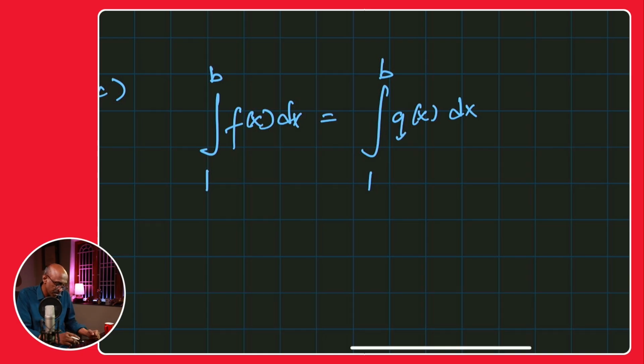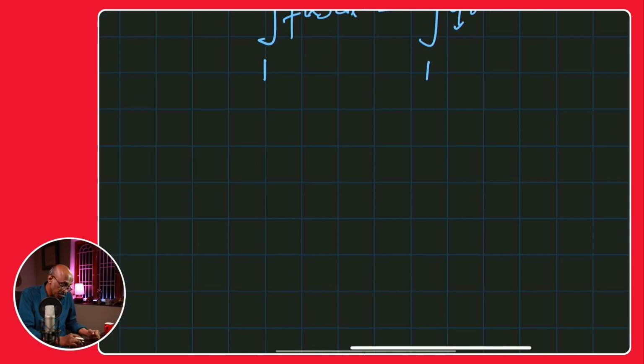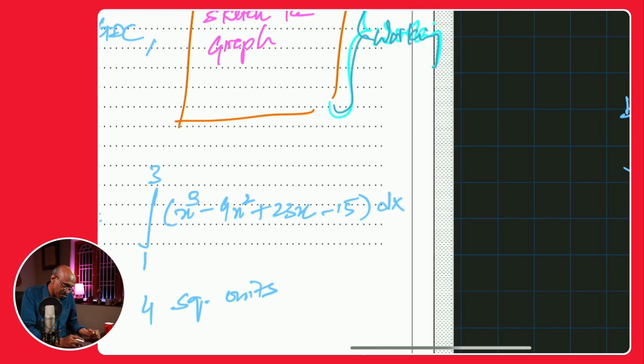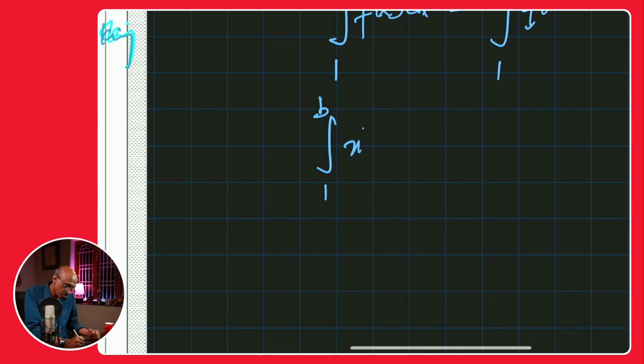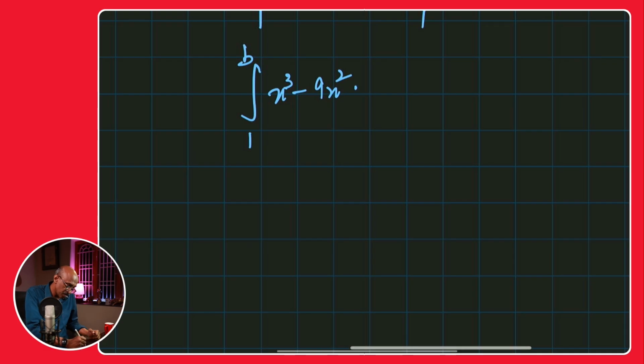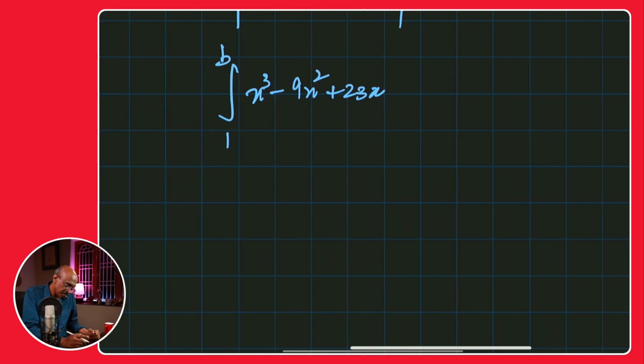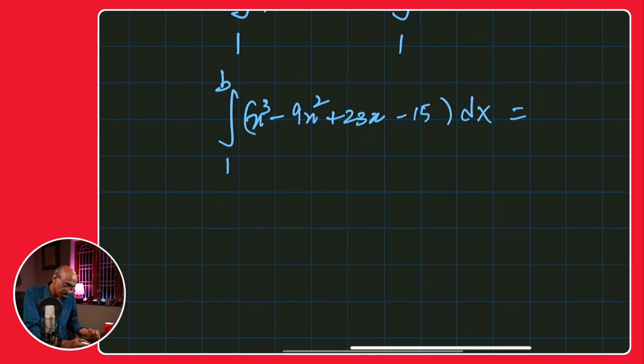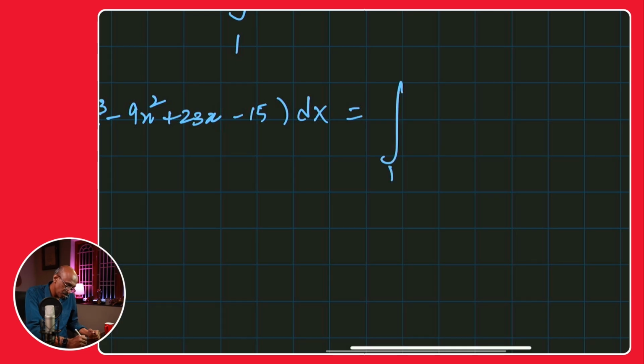All right, so let's just enter the values now. Okay, so what do we get? This is 1 to b. f(x) is that longish expression we had: x cubed minus 9x squared plus 23x minus 15. This area apparently is equal to the integral from 1 to b.